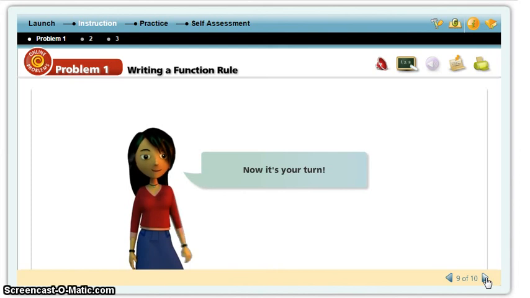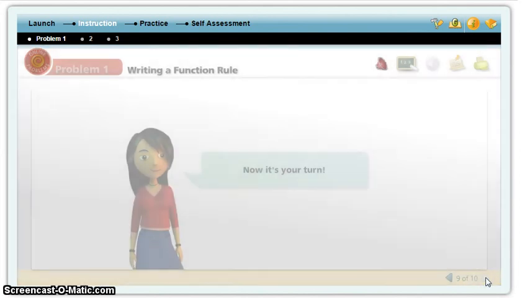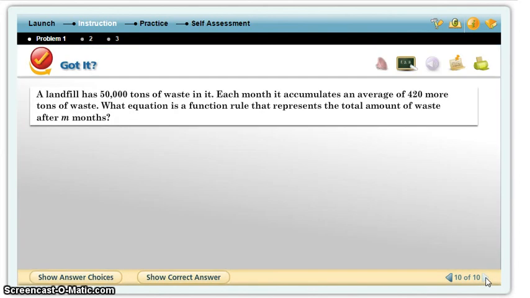Now it's your turn. Just like the one where I wanted you to graph the function rule, this one I just want you to see if you can write this function rule. I'm not going to give you the answer to this just yet. We are going to discuss this in class, but I just want you to try it. Okay, don't get frustrated. See how far you can get.